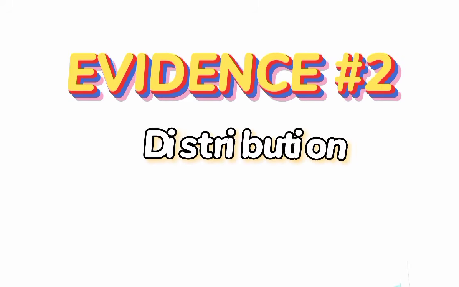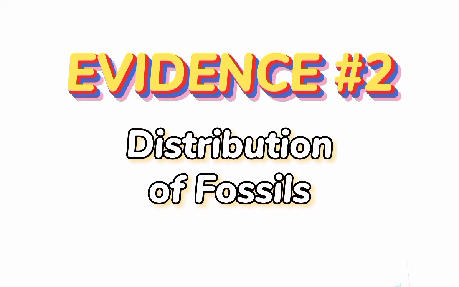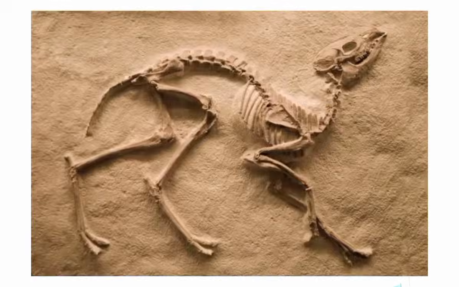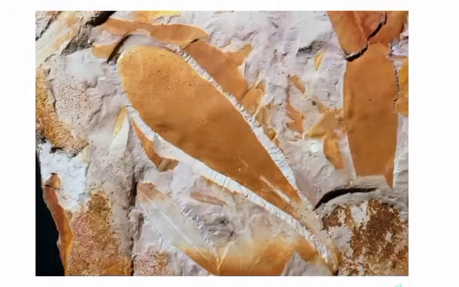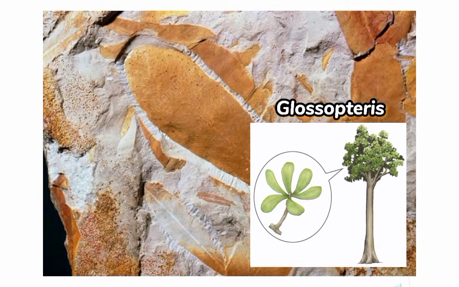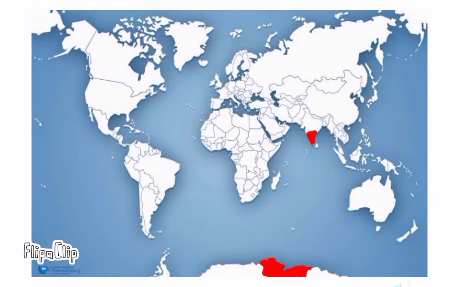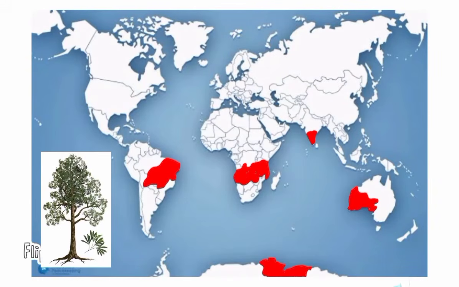Evidence 2. The distribution of fossils. Fossils are preserved remains or traces of organisms from the past. As an example, the fossil of the fern Glossopteris was found in 250 million years old rocks in southern India, Antarctica, southern Africa, Australia, and South America. Locations which are so far and somehow unrelated from each other in the present day, but a single species of plant grew and prospered 250 million years ago. But how is that possible?